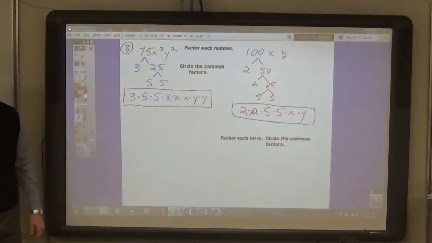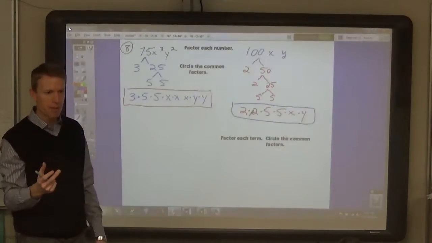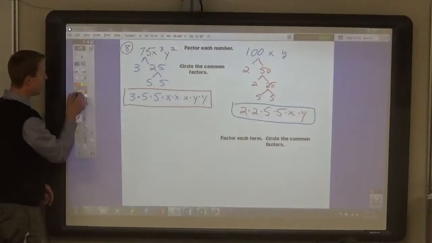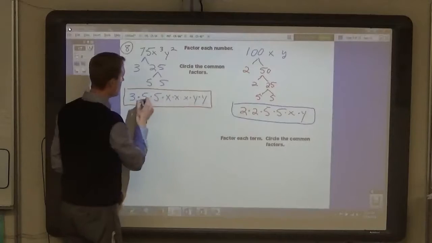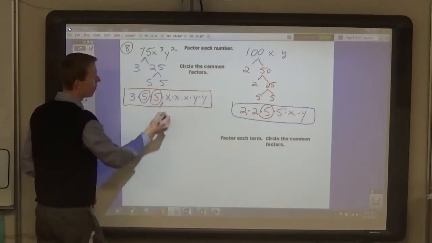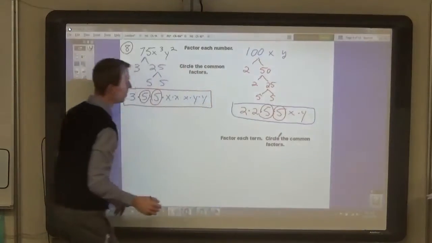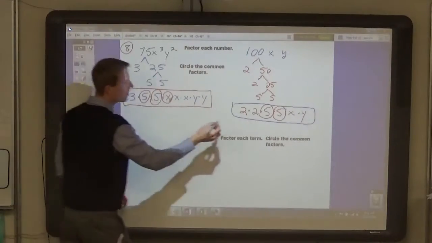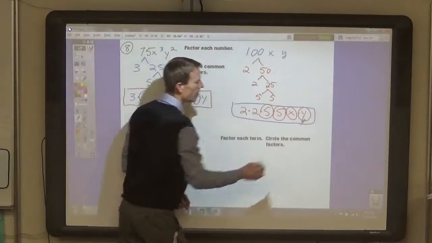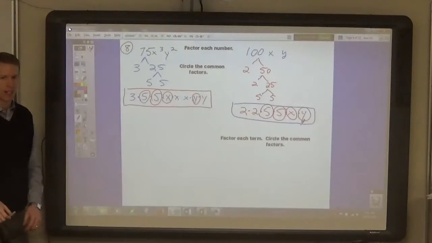Okay? Now, in step 2 it says circle the common factors. So, in each one, there is a 5, and another 5, and 1x, and 1y.